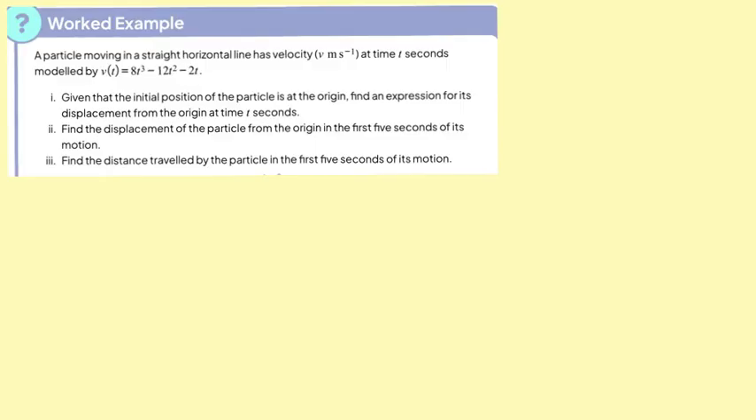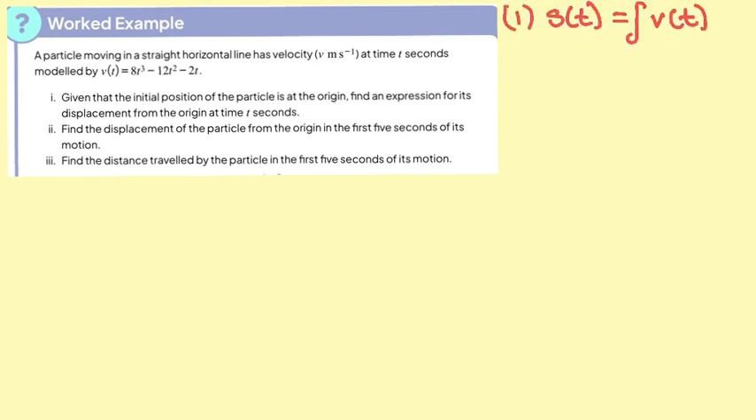Let's go through a worked example. A particle moving in a straight horizontal line has velocity v in meters per second at time t seconds, and is modelled by the equation v of t is equal to 8t cubed minus 12t squared minus 2t. Part 1. Given that the initial position of the particle is at the origin, find an expression for its displacement from the origin at time t seconds.